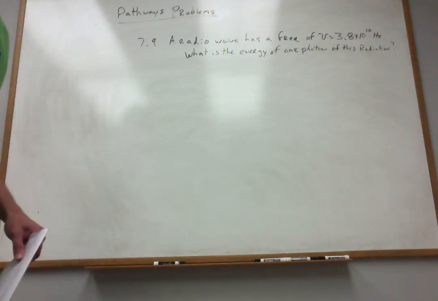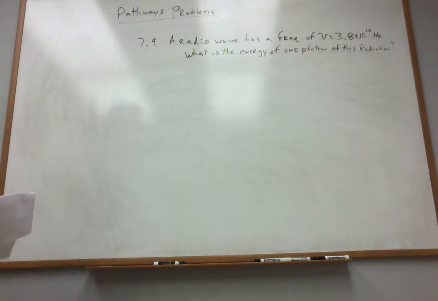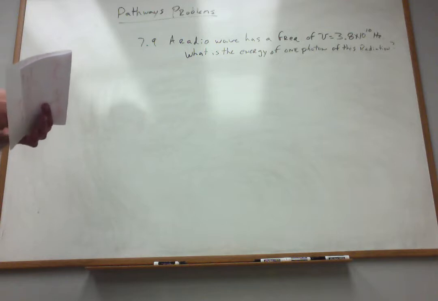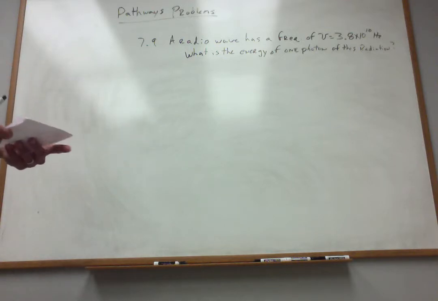Okay, let's talk about problem 7.9. It says that a radio wave has a frequency of 3.8 times 10 to the 10th hertz, or cycles per second. We want to know what is the energy of one photon of this radiation. So this is the computation of the energy of a photon of radiation of a given frequency. That's what this is all about.